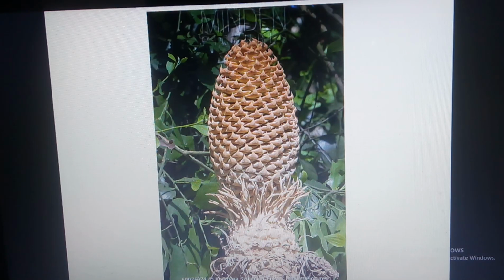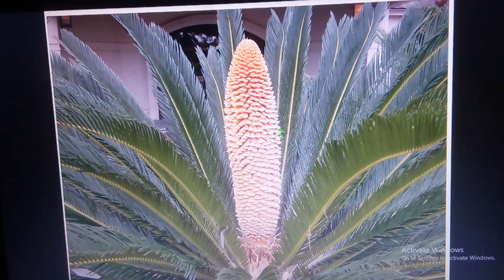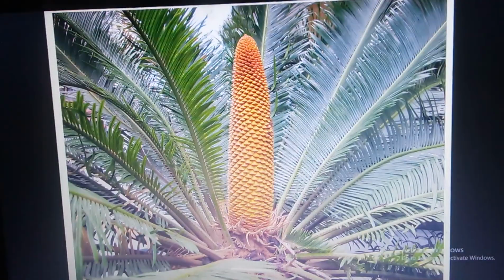This is another picture showing a male cone in Cycas. This is quite short as compared to the first one. You see here the different Cycas species have different sizes of male cones. The sizes of the male cones differ in different plant species. This is another Cycas species, and this is the compact structure forming the male cone.